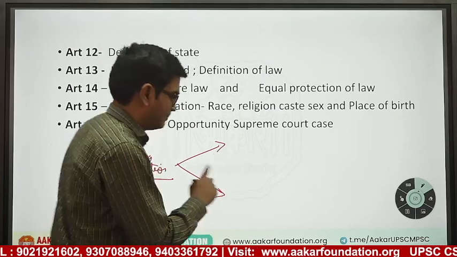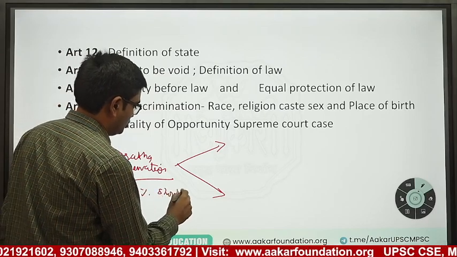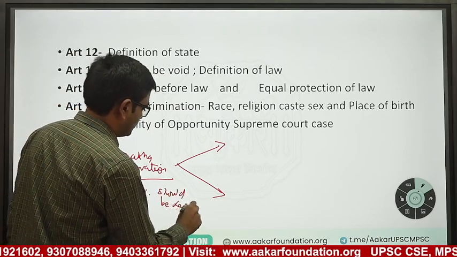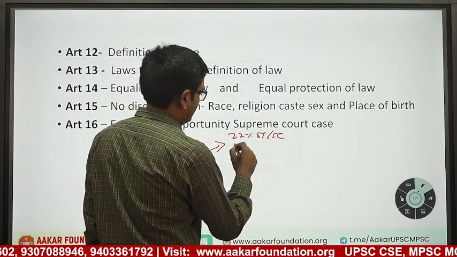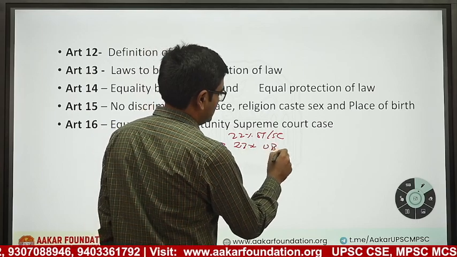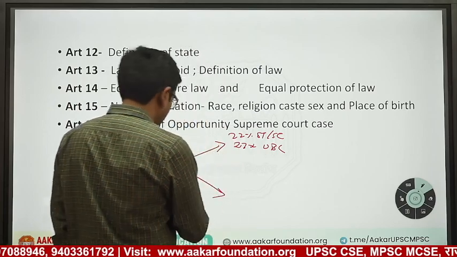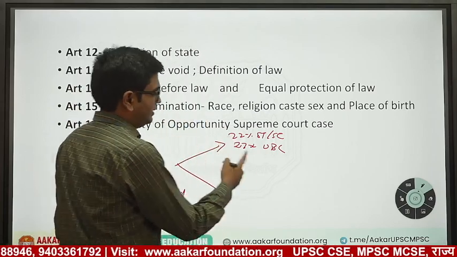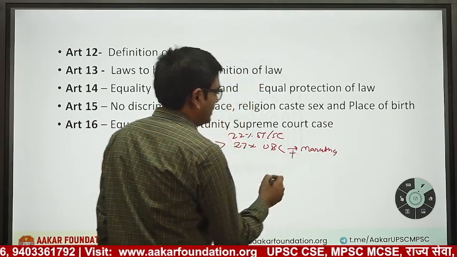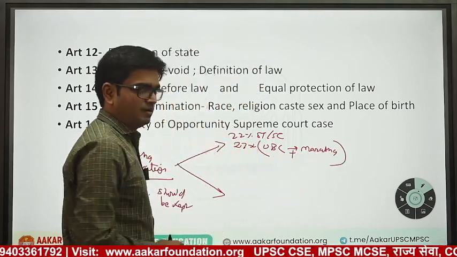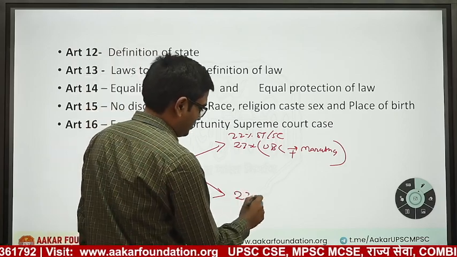Now there is a constraint put by the Indira Sawhney case that the 50% limit should not be crossed. We have already seen 22% SC and ST reservation and 27% OBC reservation. So this is the present situation. One way is to include all Marathas in OBC, so OBC plus Marathas will get the 27% reservation. This is one way.